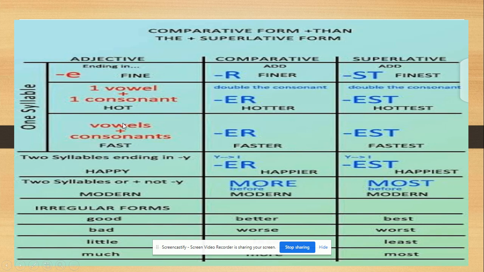Okay, and here we go again. Vowel plus consonant: you double the consonant, like hot. This is vowel consonant. Okay, so you double the what? The consonant.